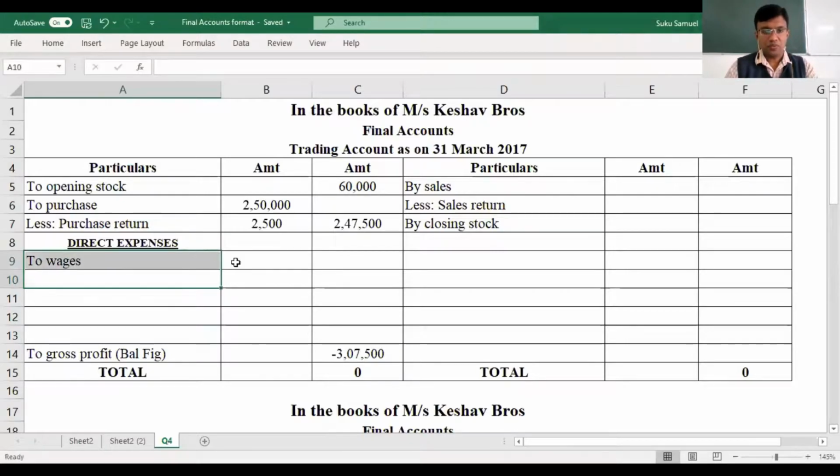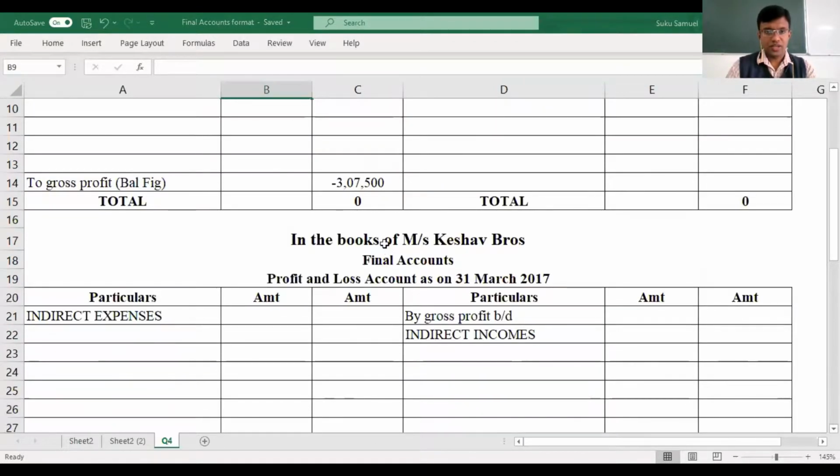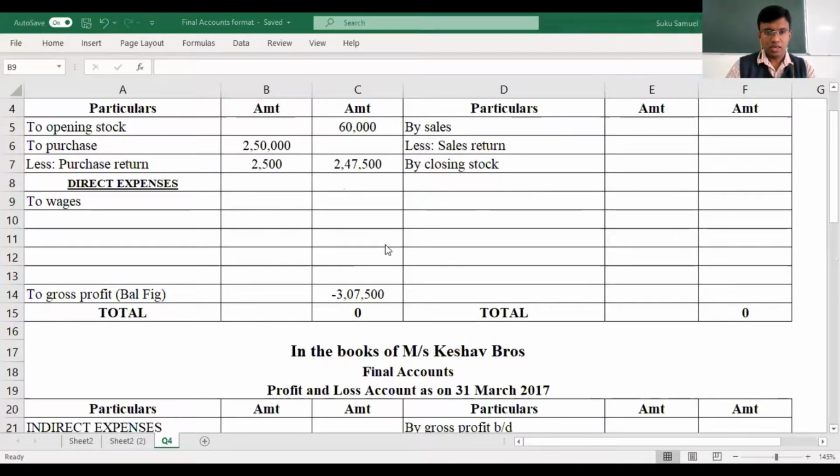So how much is wages? Wages is 1,200. Let's quickly see if we have any adjustments. No, we do not have any adjustments with respect to wages, so we can record the total amount, which is 1,200. Then we have carriage inward. What is meant by carriage inward? Carriage inward refers to the logistics or transportation cost of raw material. Carriage inward is 500.